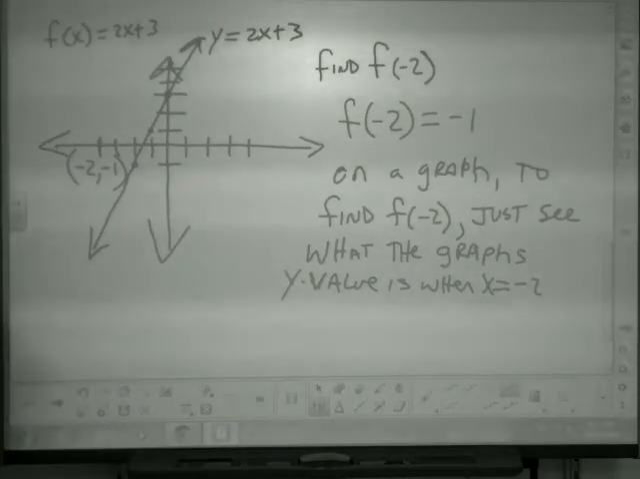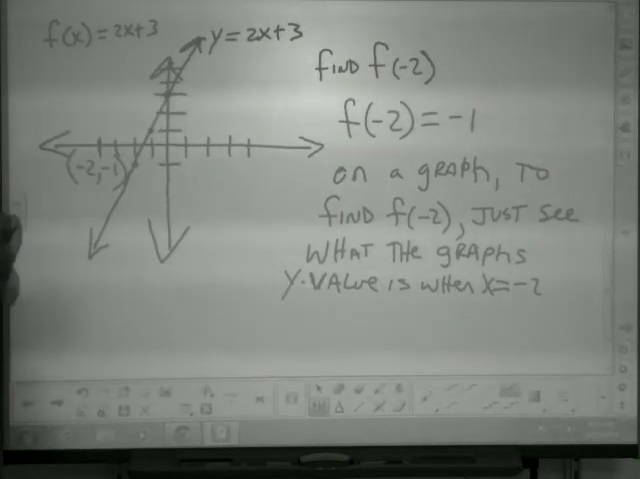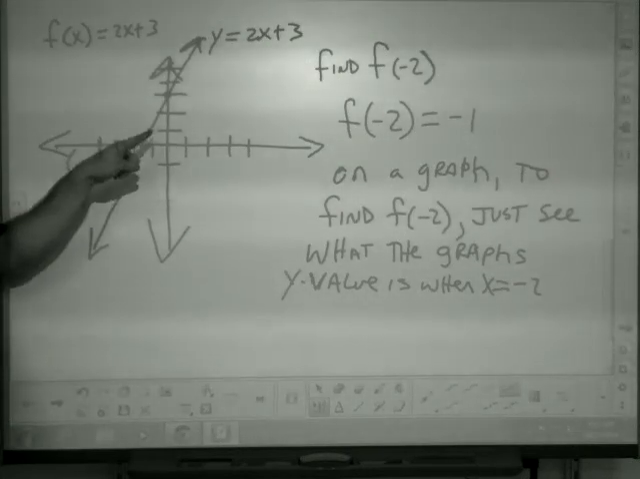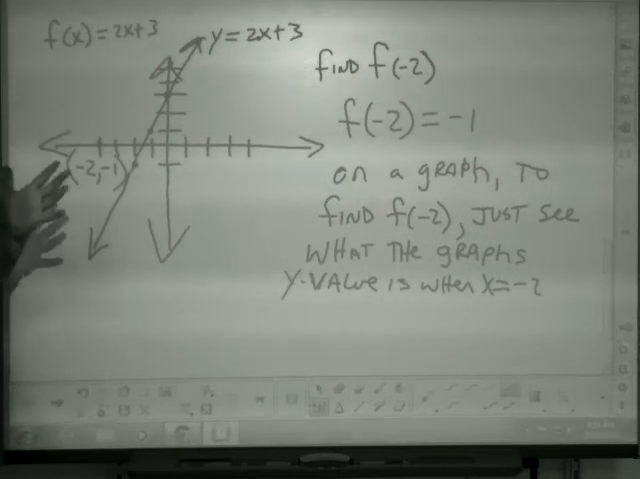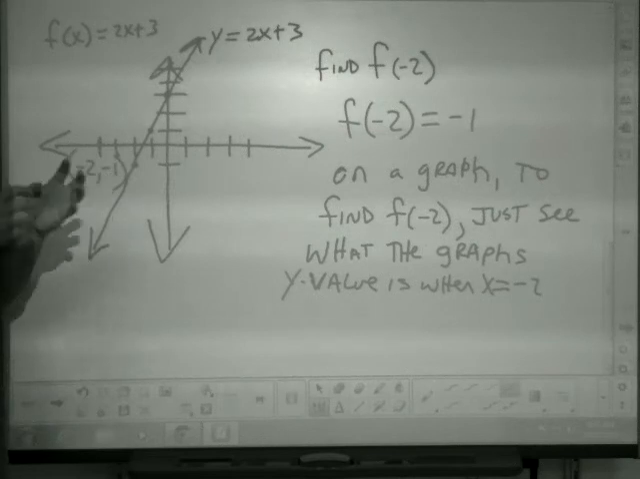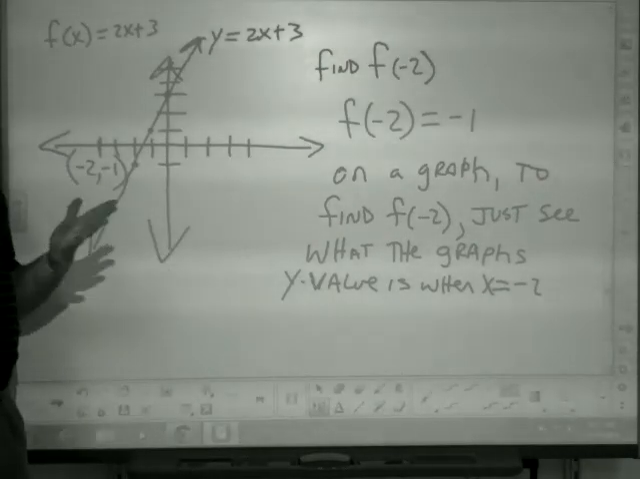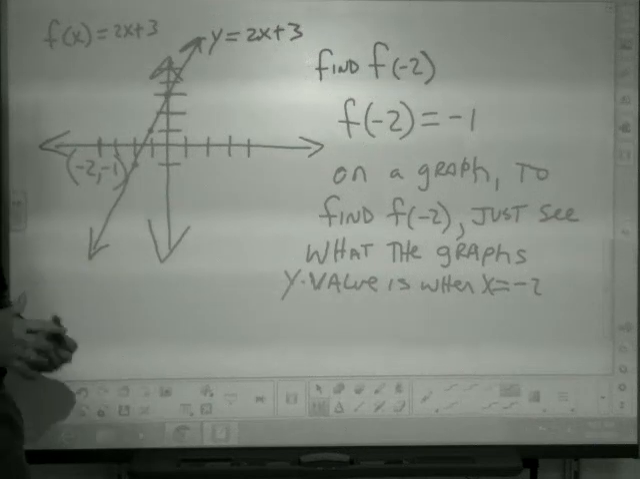What if I said find the f of 0? F of 0 would be 3. The f of negative 1 would be 1. Graphically, you just look at what the y value is when the x value takes on this amount. And that's function notation. We're just going to use function notation next class.